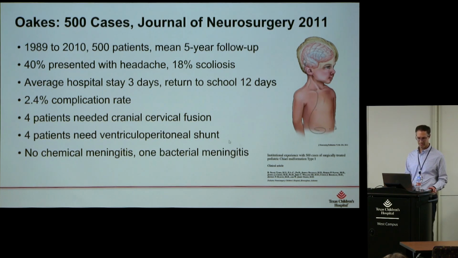In this study, 40% of the patients presented with headaches, 18% had scoliosis. The average hospital stay was around 3 days, about 12 days before patients got back to school. The rate of complications was about 2%. 4 patients needed a fusion of the spine, and so you may read that some patients with Chiari might need to have a fusion of the spine between the skull and the upper cervical spine. That is not common. I do that surgery, and there are definitely patients that need it, but most patients with Chiari don't need that. 4 patients had something called a shunt, which is a tube from the brain to the belly to drain spinal fluid.